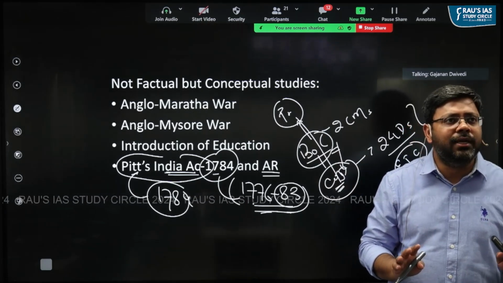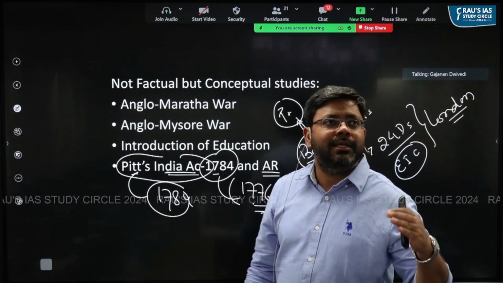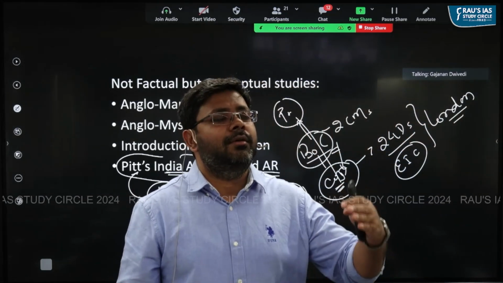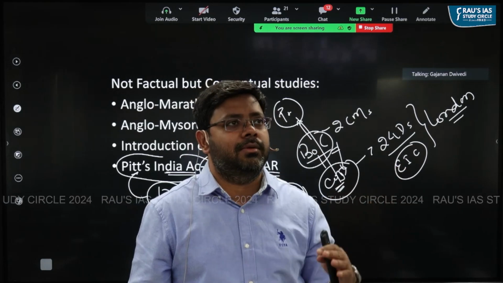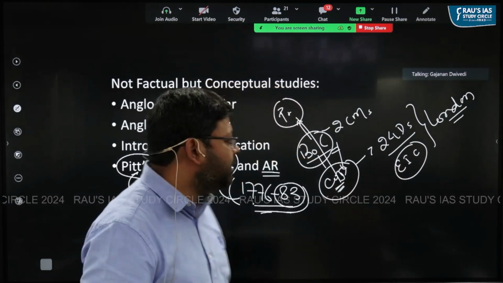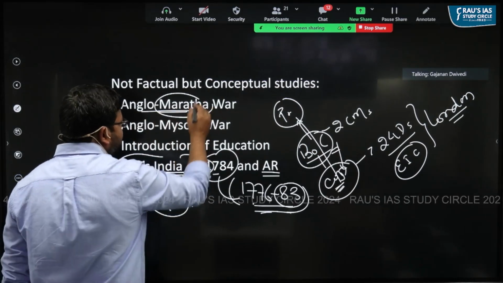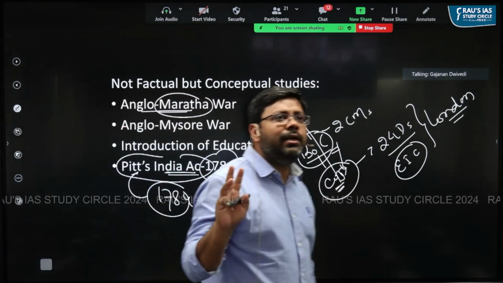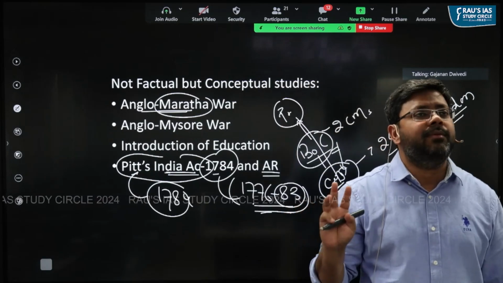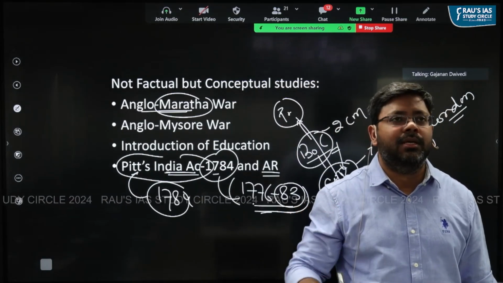That is the only difference, that you try to make things far more conceptual when you move towards the optional level. Let me give one more example. Think about the Anglo-Maratha War. The three Anglo-Maratha wars were there in GS. You must have read that there were three Anglo-Maratha wars.